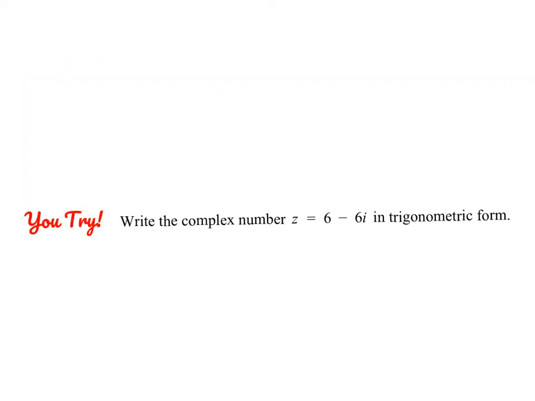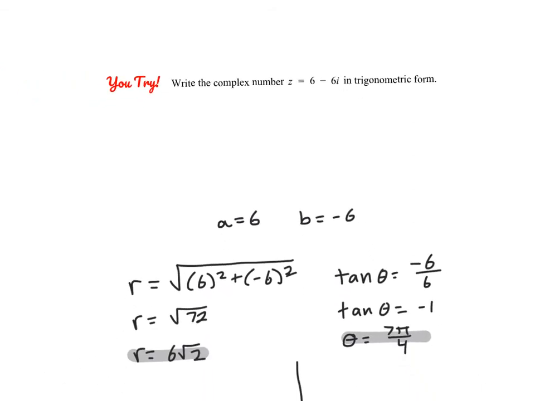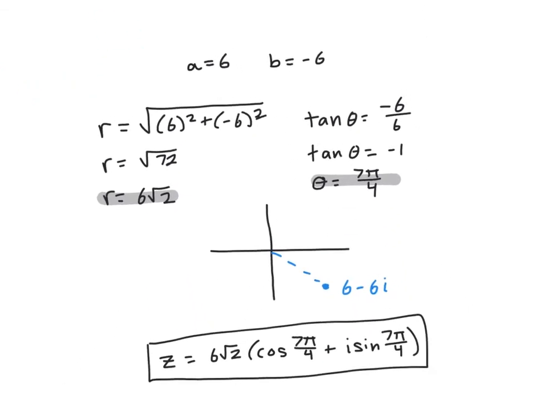All right, why don't you go ahead and pause the video and give this problem a try. All right, go ahead and check your work here. You should end up with 6 root 2 times the cosine of 7 pi over 4 plus i sine of 7 pi over 4.